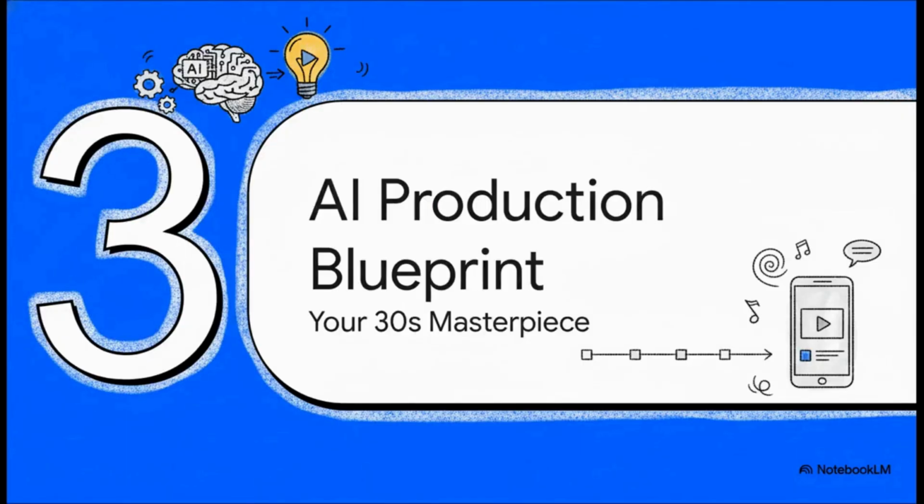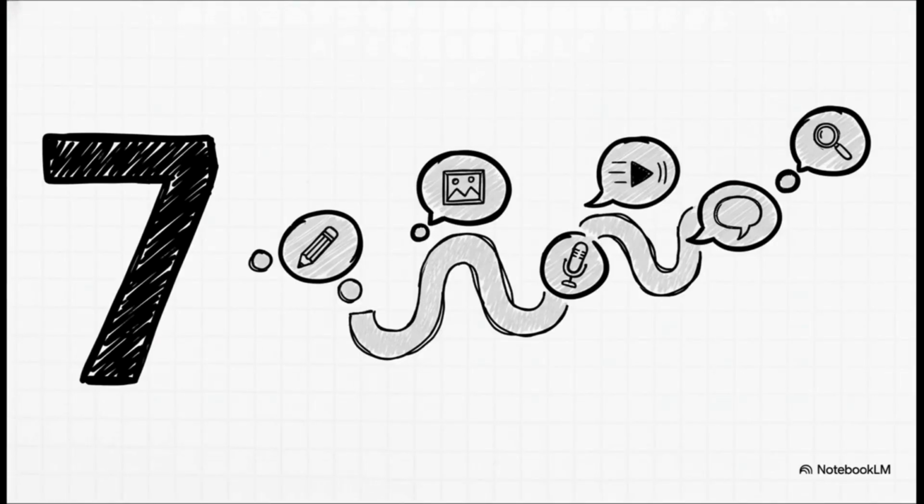Okay, so the big question is, how do we actually do it? Let's get into the tactical part of this. I'm going to give you a super clear, step-by-step blueprint to create your very own 30-second masterpiece, right from scratch. So here's our roadmap. We've got 7 steps. We're going to go from the initial script all the way to that final quality check. This is everything you need to build something that's polished, professional, and super engaging.